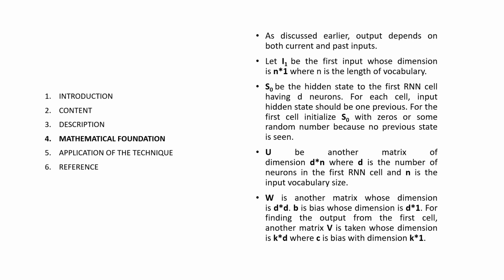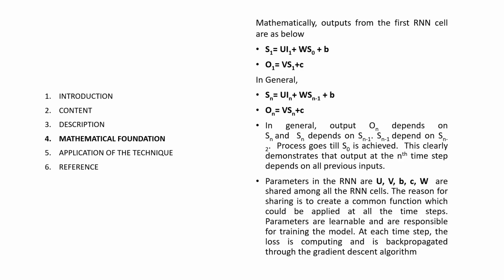W is another matrix whose dimension is D into D. B is the bias whose dimension is D into 1. For finding the output of the first cell, another matrix V is taken whose dimension is K into D, where C is the bias with dimension K into 1. Mathematically, the outputs for the first RNN cell are as below. S1 is U I1 plus W S0 plus B. O1 is V S1 plus C.